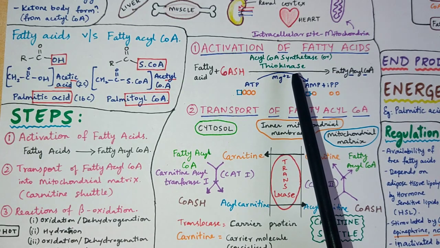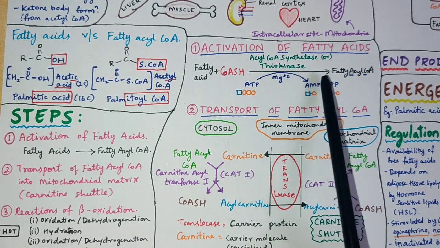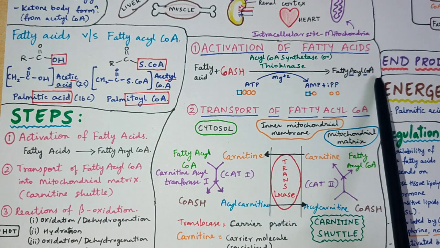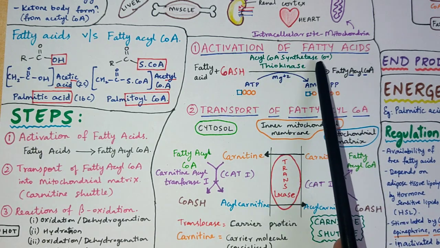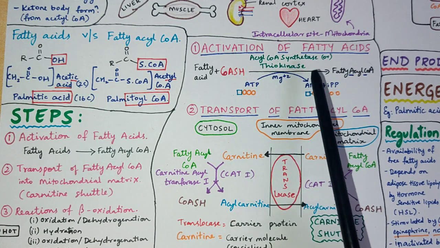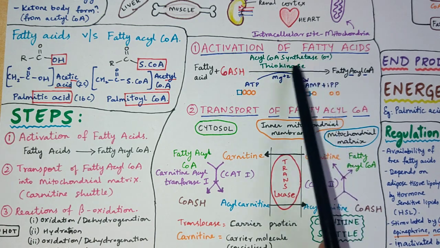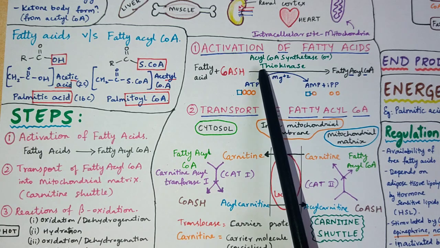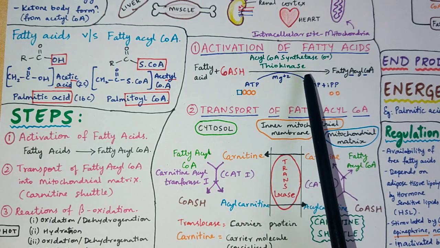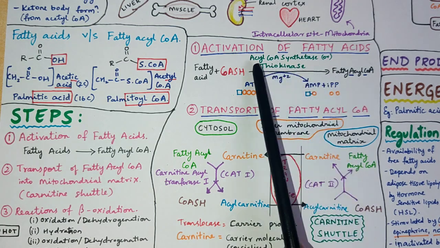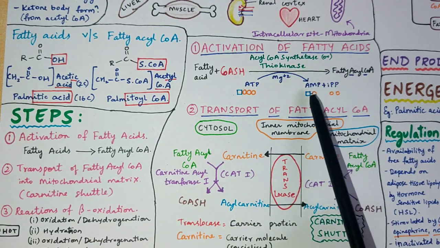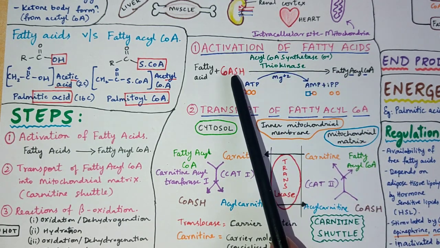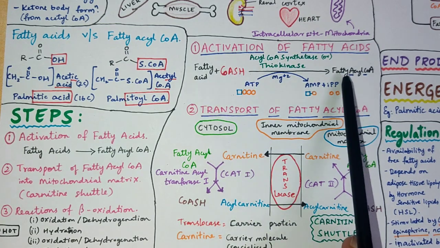It is really easy to remember it, as there is synthesis of fatty acyl CoA. You can write the enzyme as acyl CoA synthetase. There is synthesis of acyl CoA, or it is also known as thiokinase. If you don't remember this thiokinase, it's fine, but you have to remember this enzyme acyl CoA synthetase. Both are the same.